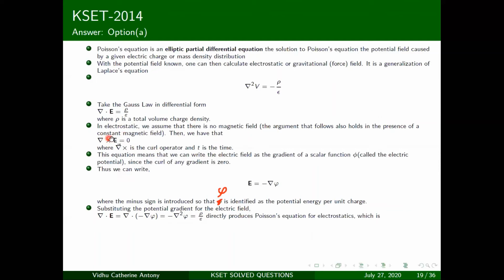So you have the curl of the electric field equal to 0. So what do you do? You can write it as a gradient of a scalar function, take that function, put it back into the Gauss law, and then you get your Poisson relation there.